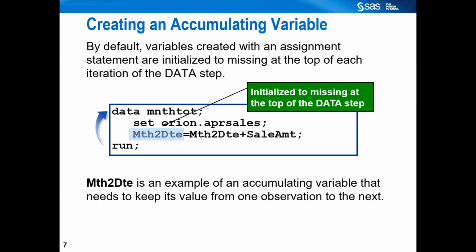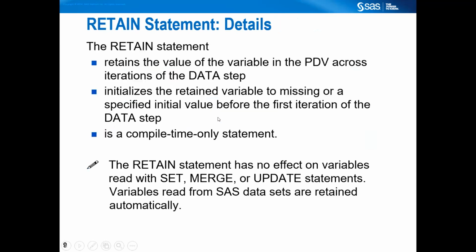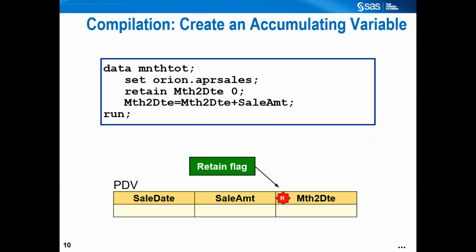So in case you want this column's previous value to be retained in your upcoming iteration cycles, we use a retain statement for your month to date and we initialize it by giving an initial value of 0. So what happens here, now look at here, I'll explain that slide later on. During compilation, see to it that you write this retain statement immediately after set.